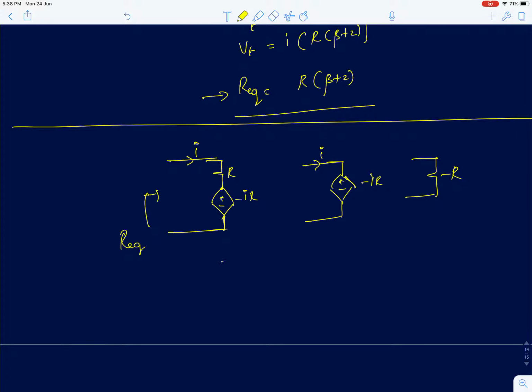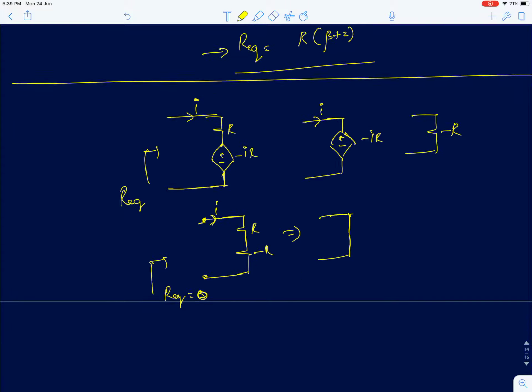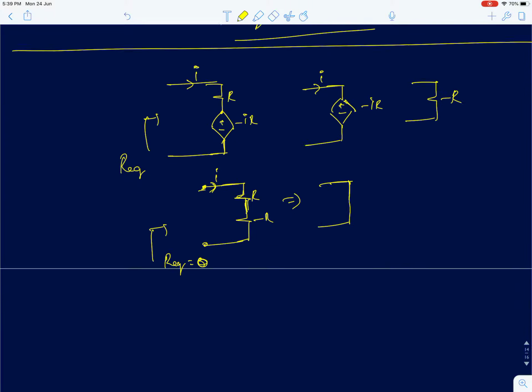So if I have a resistance R and you put it in series with minus R, the equivalent resistance would be 0, right? It's a short circuit between these two points. So IR plus minus IR is 0, and the equivalent resistance would simply be 0. Even if you apply a finite voltage, the current drawn will be very high. Now I can also see that these two are in series, R plus minus R is 0.